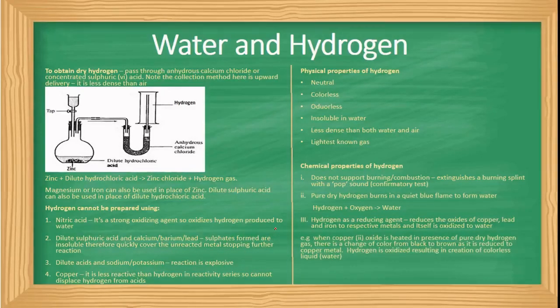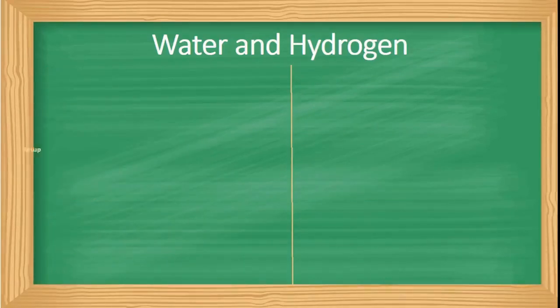For example, when copper(II) oxide is burnt in the presence of dry hydrogen gas, there is a change of color for copper oxide from black to brown as it is converted, or reduced, to copper metal. Hydrogen is oxidized, resulting in the creation of a colorless liquid, which is water.